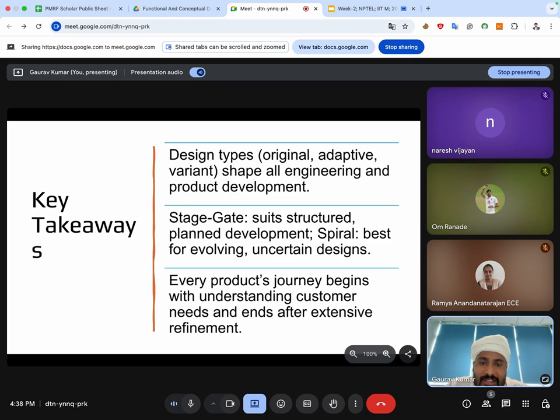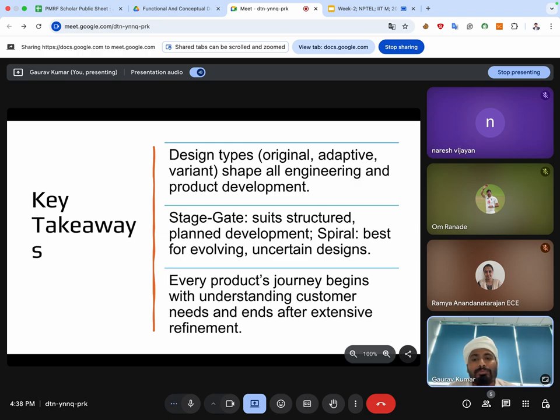Once we identify the need, we design solutions, but that's not the end. It's the beginning. After every prototype, we test, get feedback, refine, and then reiterate. This loop continues until the product reaches a level of maturity and satisfaction. So remember, the customer is the starting point, refinement is the destination. Between these two lies the entire design and innovation journey.